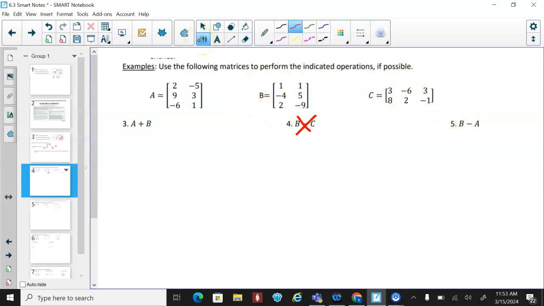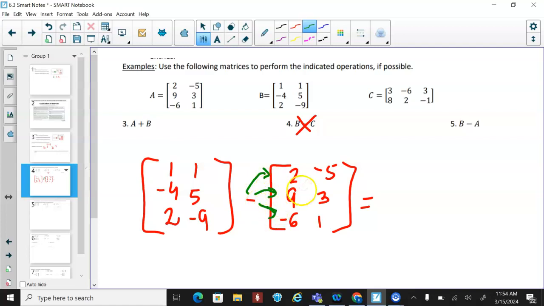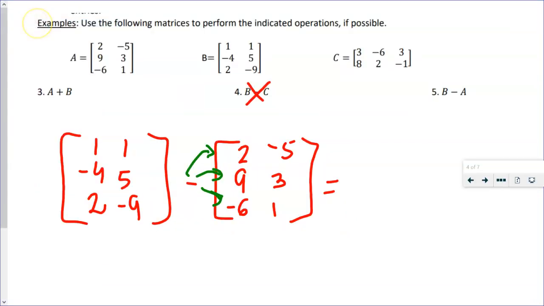So we got a matrix B and matrix A. They are the same shape, so we're going to subtract them. So this is 1, -4, 2, 1, 5, -9. And we're subtracting A, which is 2, 9, -6, -5, 3, and 1. Now, in Delta Math, it distributes the negative first to each number inside the matrix, okay? So, I want you to be aware of that because some students had some questions.